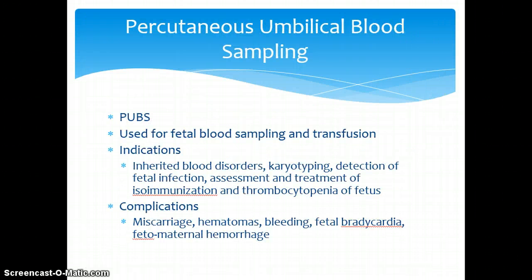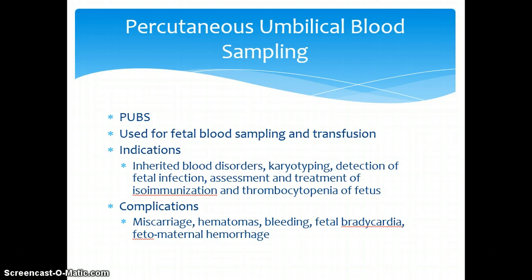PUBS stands for percutaneous umbilical cord sampling. You can see in figure 9.9 an example of PUBS. PUBS is used for fetal blood sampling and transfusion. Indications for PUBS are an inherited blood disorder, karyotyping of the fetal cells, detection of fetal infection, assessment and treatment of isoimmunization, and thrombocytopenia of the fetus.